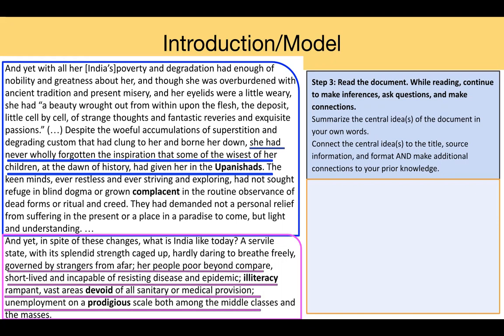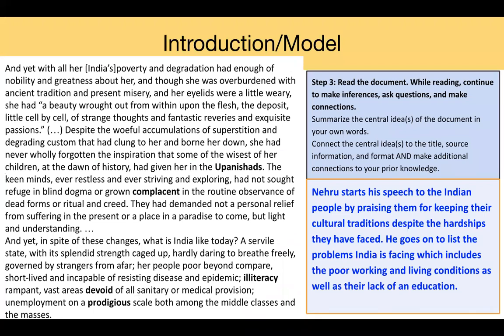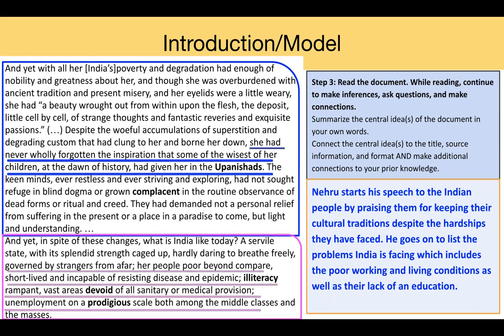Illiteracy is rampant. So I'm seeing that in this, we have Nehru starting off really trying to bolster up Indian pride in their countries, but also saying we have to face the reality that we have poor working and living conditions, and we also have a lack of education. So when I write that up, this is what I would actually say using my annotations that we had before. I would write up that he starts his speech really praising them for keeping their traditions. And then he's also saying, but let's face the reality, let's face these problems.